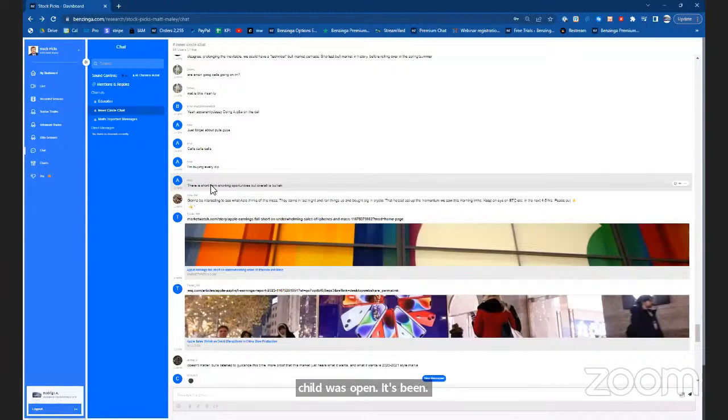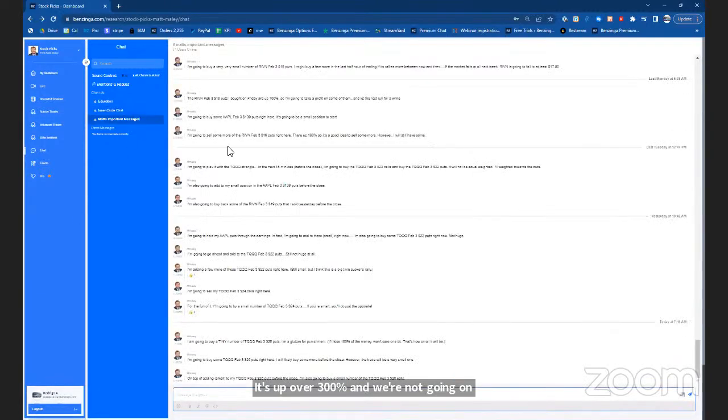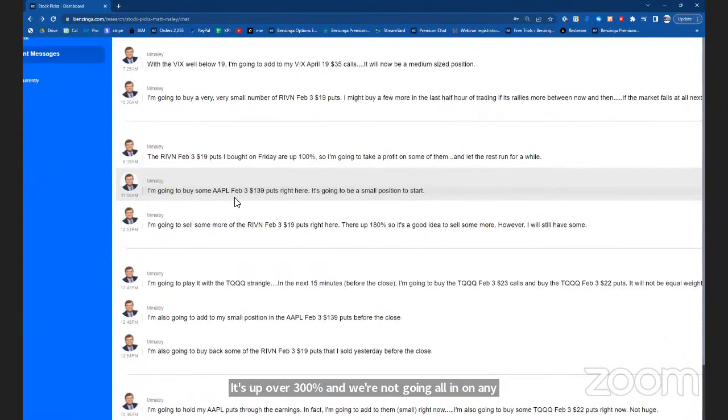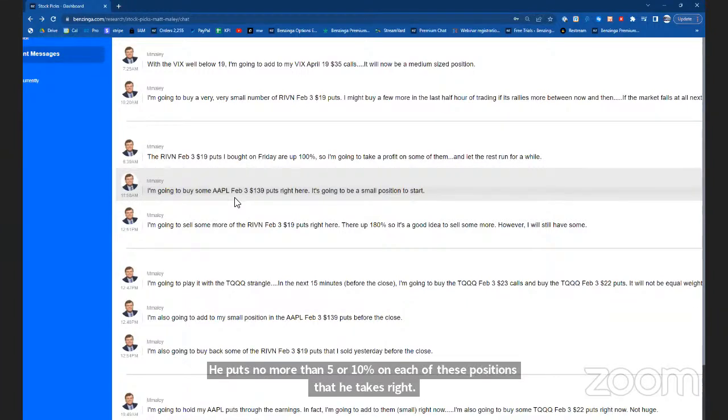And we're not going all in on any trades. We don't do that. We don't recommend that. Matt even said it: he puts no more than 5 or 10% on each of these positions that he takes, right? No more. We're talking max. Does that answer your question, Asari?